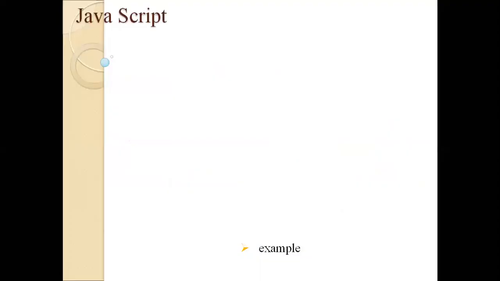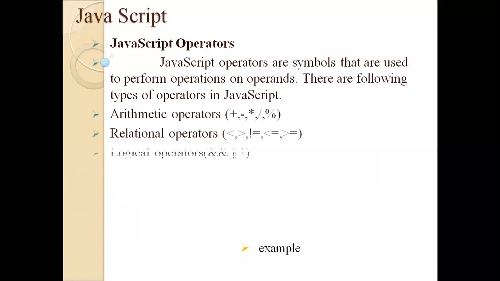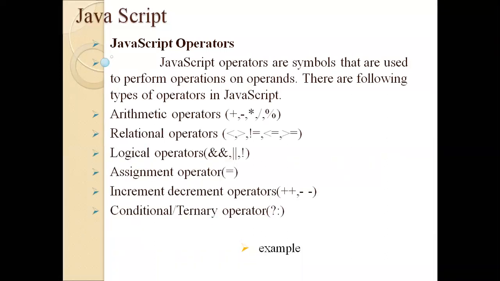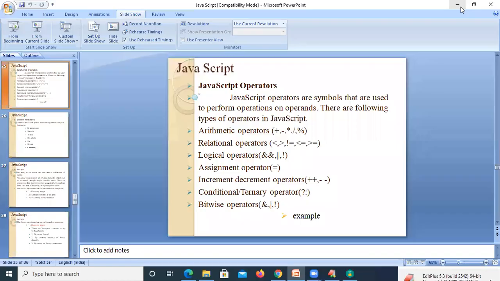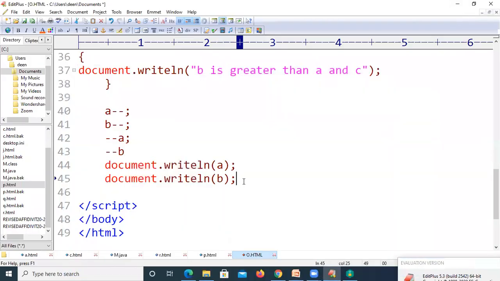And then we have the ternary operator, which is also called a conditional operator. How this ternary operator works: it is defined by a question mark and a colon. Let us see how this ternary operator works in JavaScript.